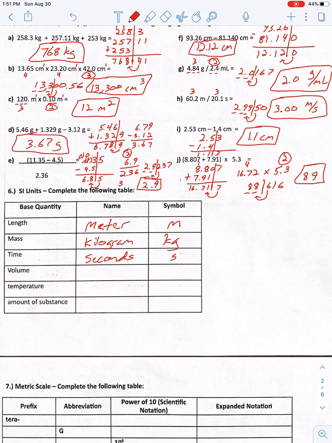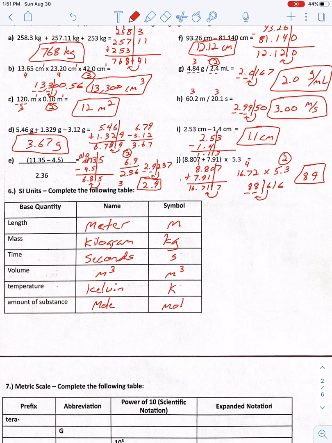Volume is actually meters cubed, so we're just going to put meters cubed because we don't have to write it out. Our symbol would be m³. Temperature is Kelvin, which we will go more in depth with later on, and it's capitalized with a capital K. And for an amount of substance, the amount of substance in an atom would be the mole, and its symbol, all they did was take away an E, so it would just be mol.